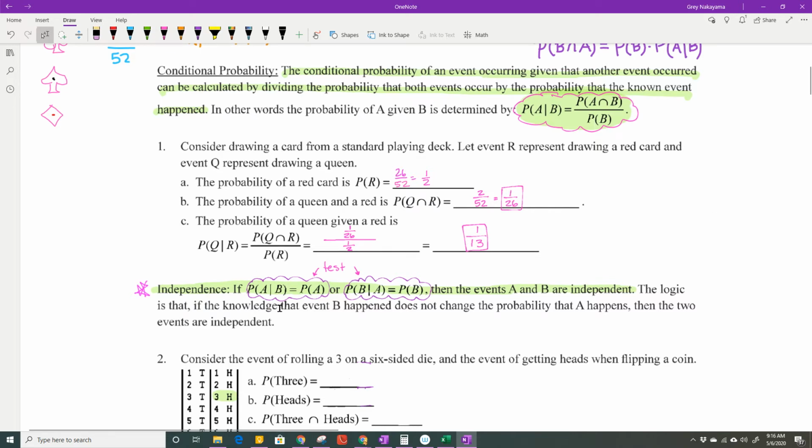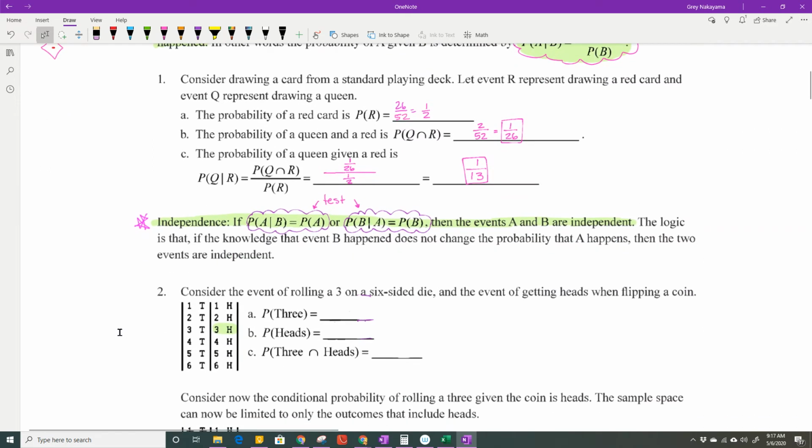If the probability of A given B is equal to the probability of A, or the probability of B given A is the probability of B, then the events A and B are independent. So when you look at these two things, in essence, they're independent if this little part of it doesn't matter. Okay, so let's go look at an example.